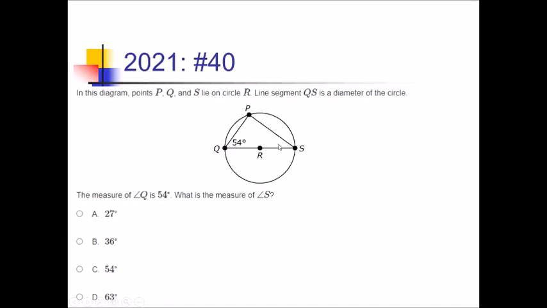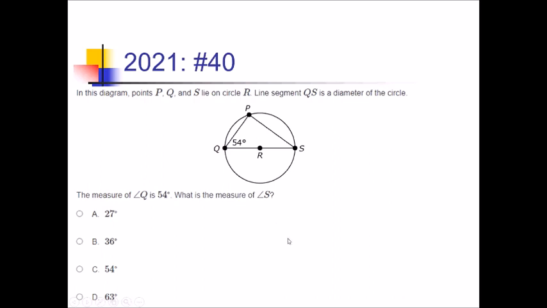Now, there's really two big ways to figure out the measure of this angle. One is to figure out the measure of angle P, and then use that and 54 to get S. Another would be to figure out the measure of minor arc QP, and then take half of that to get the inscribed angle S. I went for the first approach. I'm going to figure out P, and that'll help me figure out S, but the other one works as well.